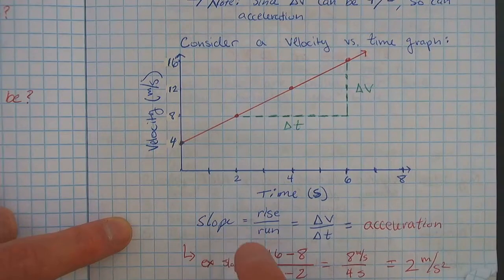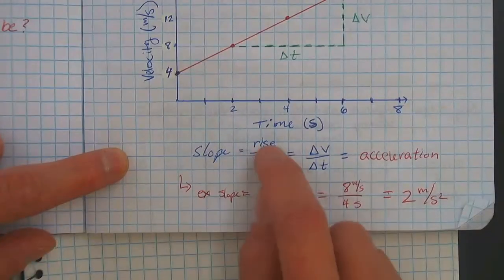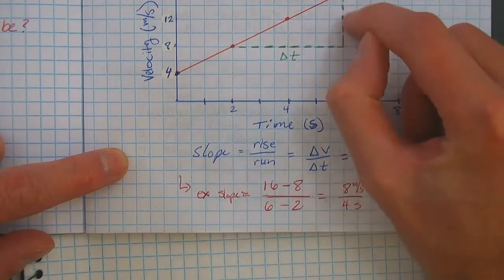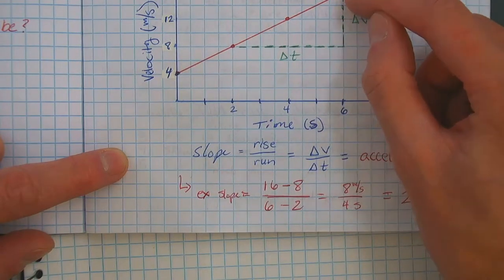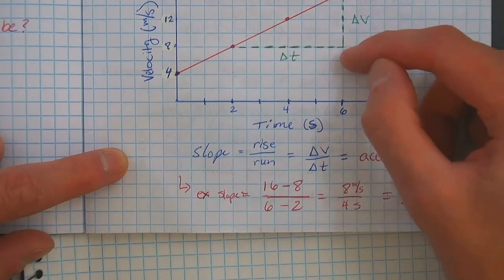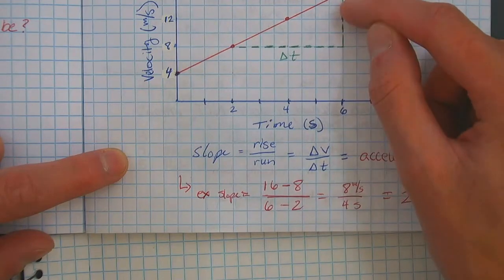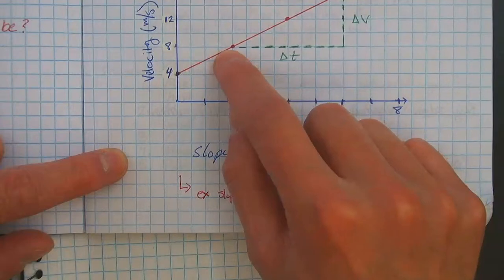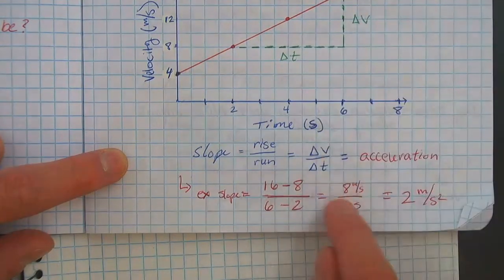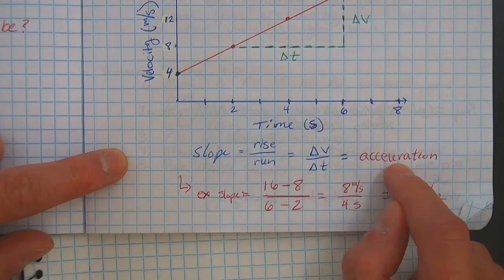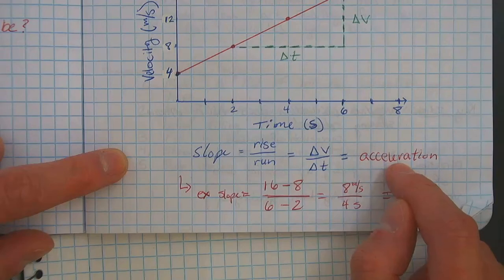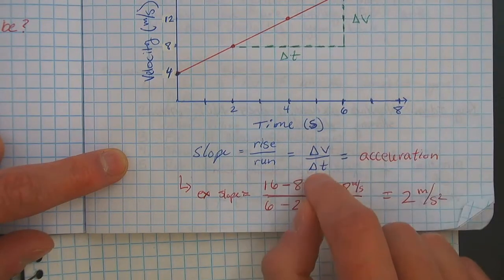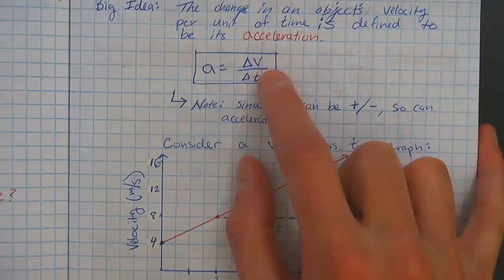The slope would be the rise over the run. Here we see the rise would be a change in velocity, going from 8 to 16, and then delta t would be the run, from 2 seconds to 6 seconds. This is just another way of showing you that the slope of this graph is the acceleration, because delta v over delta t is the same as the definition from up here.